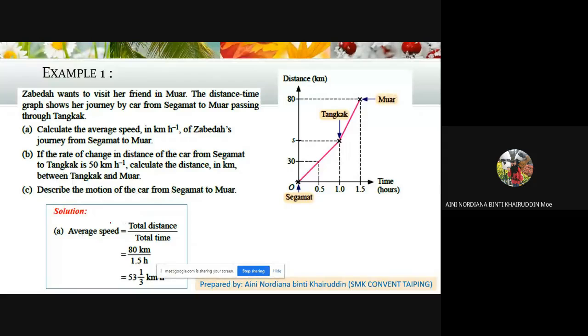So boleh guna formula average speed. Sebab kalau you tengok dari Segamat to Tangkak ni dia punya speed lain. Tangkak to Muar speed dia lain sikit. Lain ni biasanya mungkin disebabkan traffic. Kan? So kita boleh cari average speed for the total journey. So total distance 80 km, total hour 1.5. So dapatlah dia punya average speed 53 1/3 km per hour.